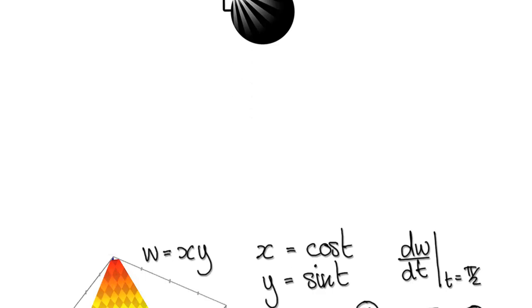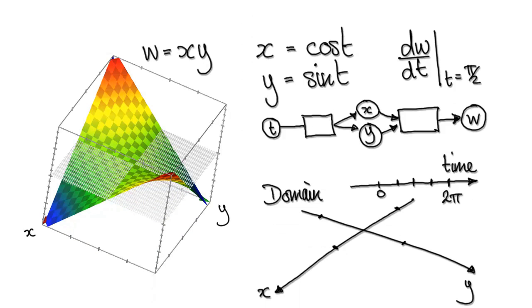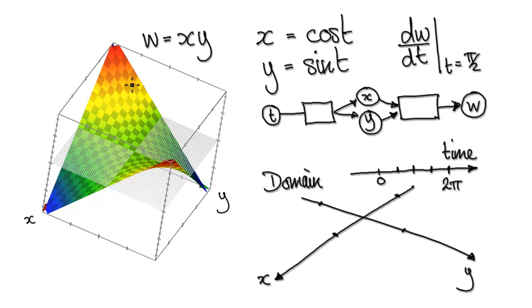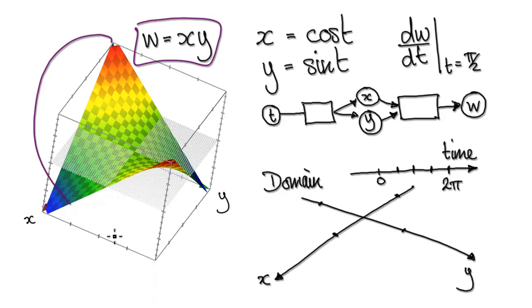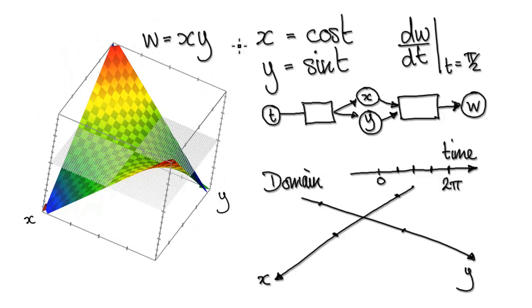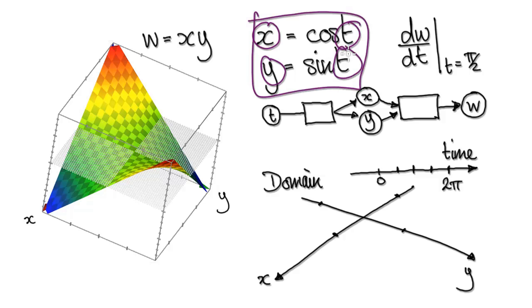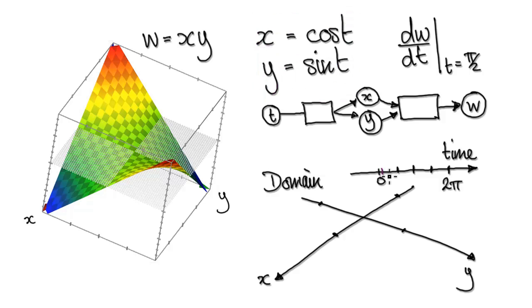Now I'm going to give you an example of using the chain rule in a multivariable setting. So let's say you've got a surface looking like this, and x and y are governed by a variable t. So let's imagine t as being time, ticking along like this, moving along in this direction. So our job is to find the gradient with respect to time at time equals pi over 2.